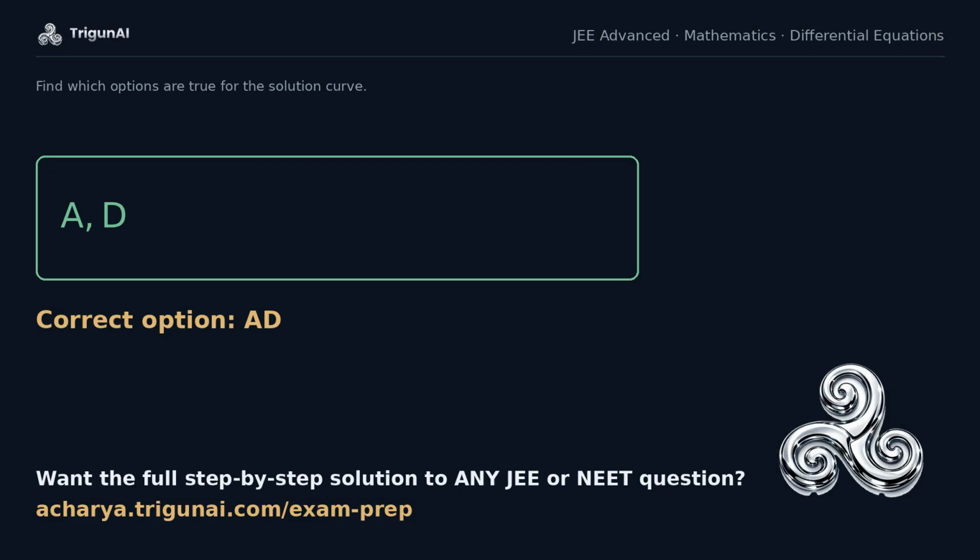So the solution curve intersects y equals x plus 2 exactly once and does not intersect y equals (x plus 3) whole square. The correct options are A and D.